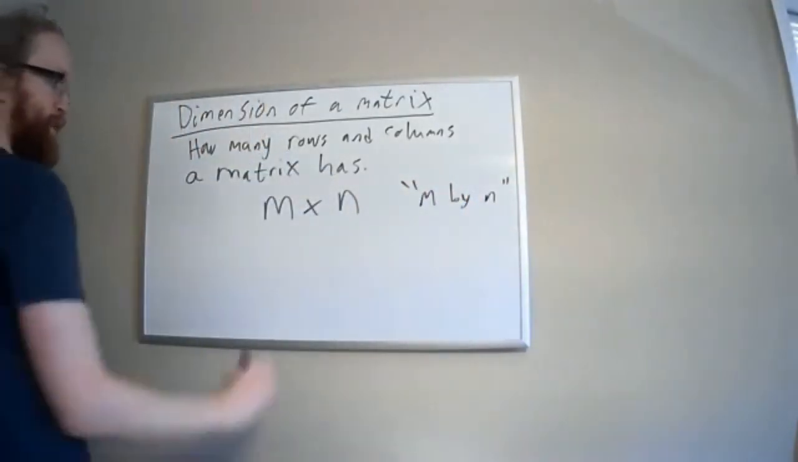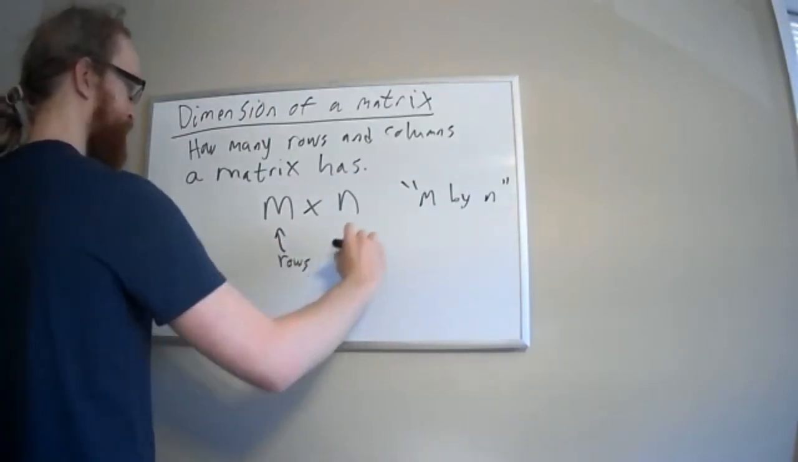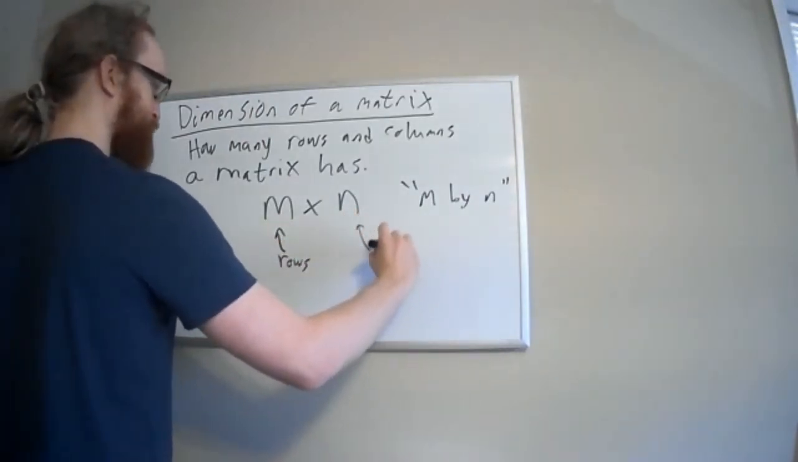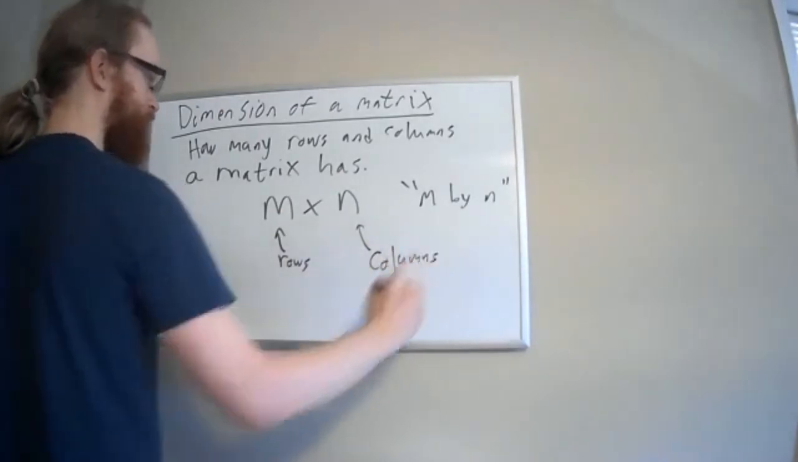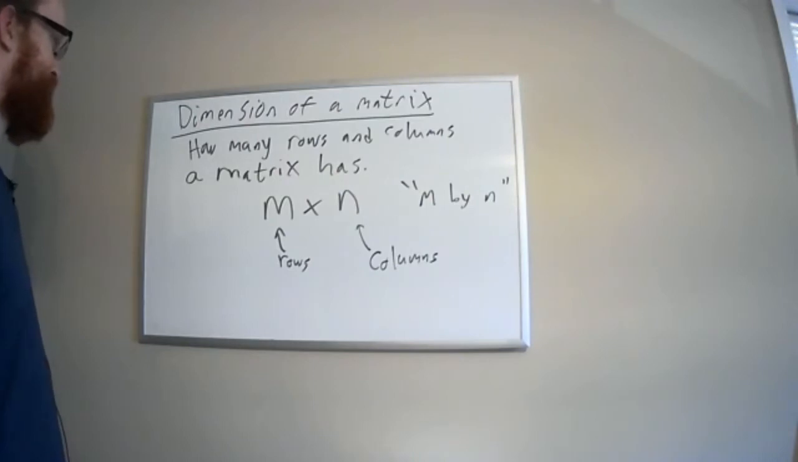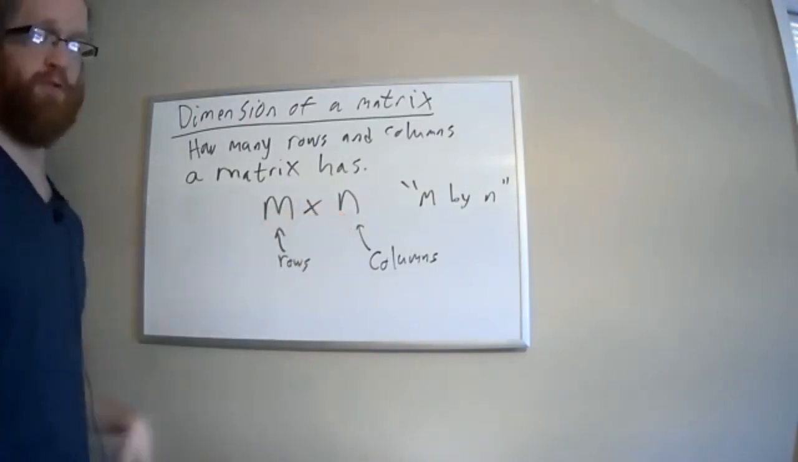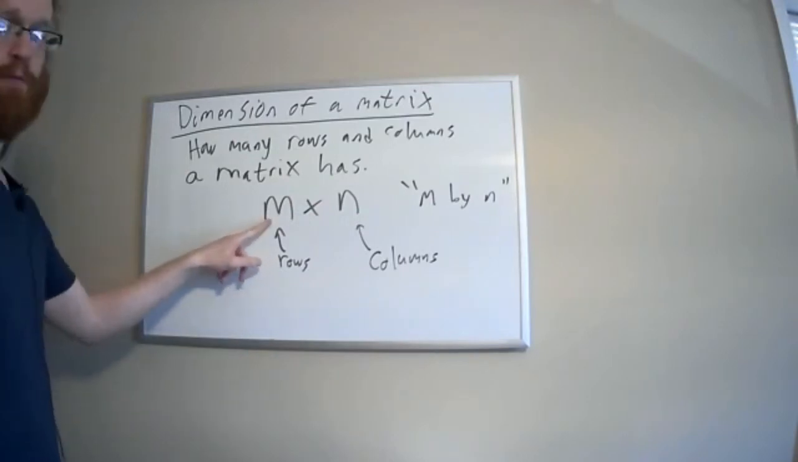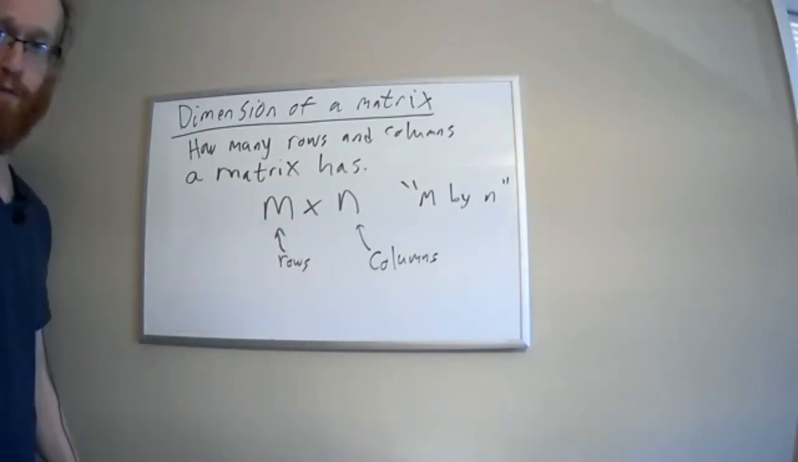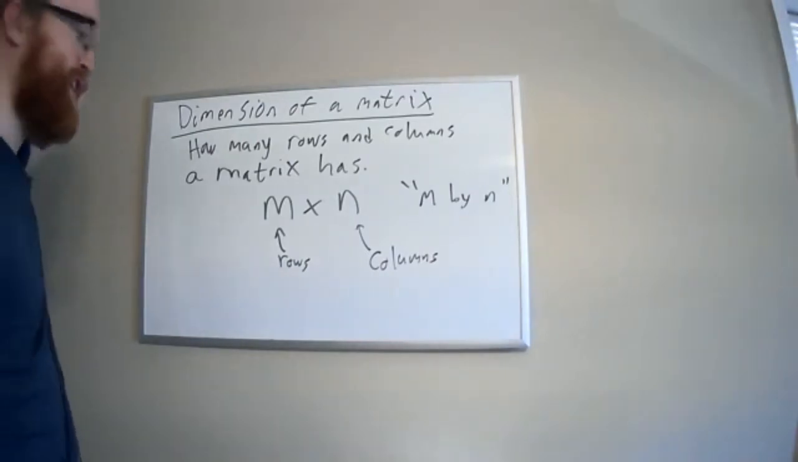And by convention, this first number always represents the number of rows, and the second one represents the number of columns. Okay. So when I speak of the dimension of a matrix, I'm going to say things like a 2x3 matrix or a 4x6 matrix or something. The first number represents the number of rows, and the second number represents the number of columns. We're going to use this terminology all the time, so it's good to get familiar with it now.